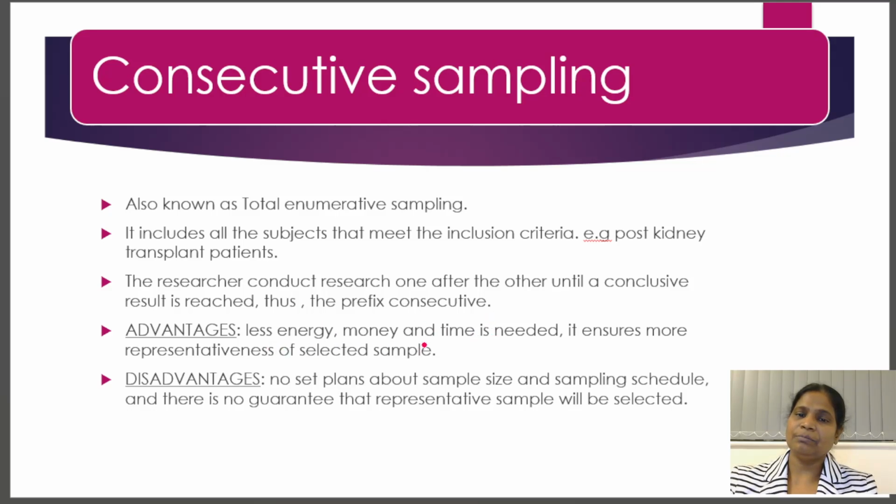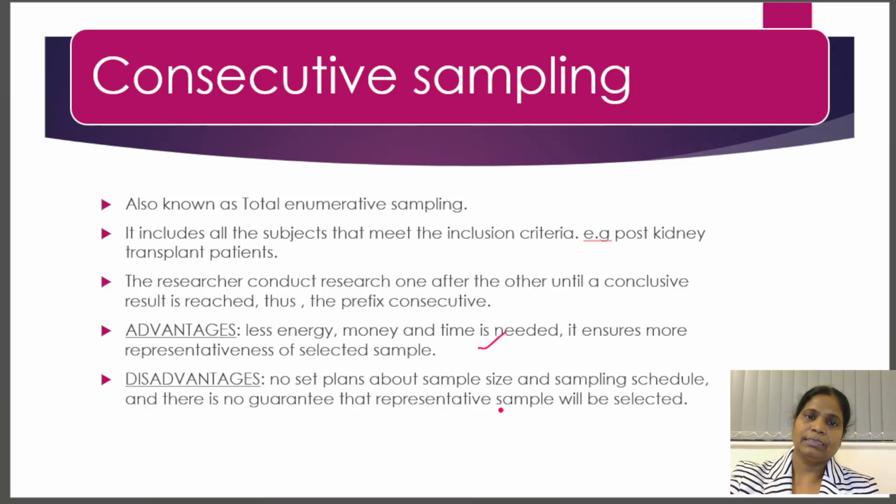Advantages: less energy, money and time are needed. It ensures more representativeness of the selected sample, because the subject is selected one at a time and fully focused on. Disadvantage: there are no set plans about the sample size, because the researcher is not aware of how many will be available, whom he will be approaching, or the sampling schedule. So there is no guarantee that a representative sample will be selected.